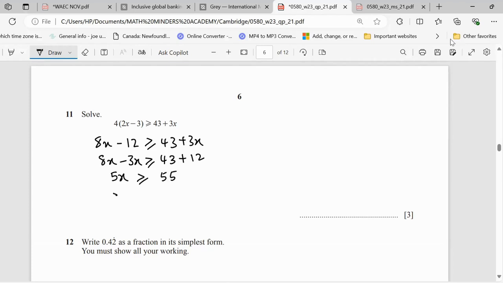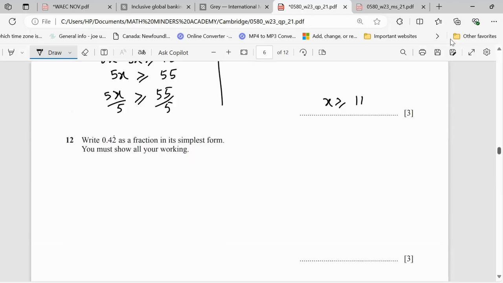So we divide both sides by 5. We have 55 over 5. So here, x is greater than or equal to 11. We write it here: x is greater than or equal to 11. Proceed to the next number.